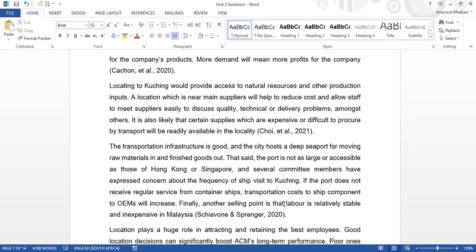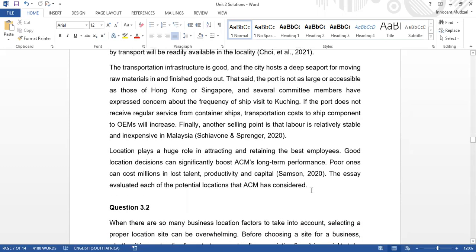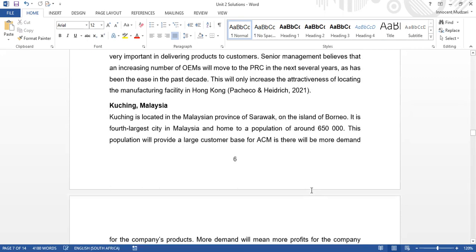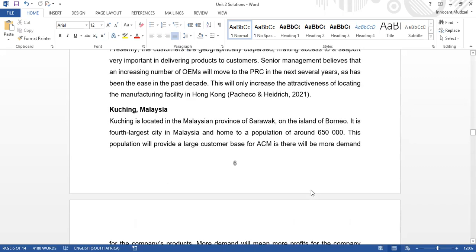Right. So we want to evaluate the locations to see which location can be better for the company. So write about the positives, write about the negatives. Then the company has to weigh the positives and the negatives to see which location to consider. And then there are 12 marks earned by writing a conclusion. Okay, that is how we tackle the first question, which is 3.1, with two potential locations, that is Hong Kong and Kuching, which is in Malaysia.